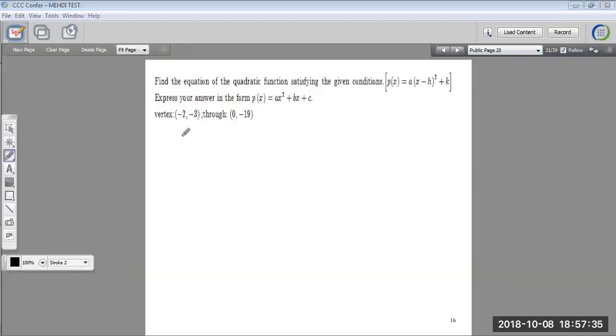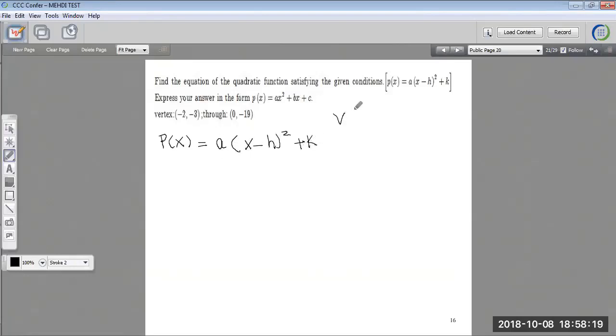Here it's given to us the vertex being (-2, -3), and we know my graph passes through the point (0, -19). They want us to write down the equation, the polynomial, in the standard form, but we also know that p of x can be written as a times (x minus h) squared plus k. I'm going to use this one here and write p of x equal to some constant a times (x minus h) squared plus k. I'm going to start with this.